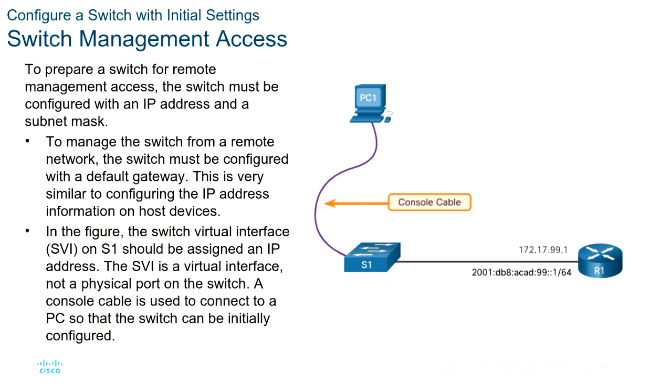So we're going to configure the switch virtual interface, the SVI. We're going to configure that with an IP address, and we'll see the code for doing that in a little bit. We have to do this from a console cable because there's no way to configure a switch if it doesn't have an initial configuration. We have to use the console cable to do this.